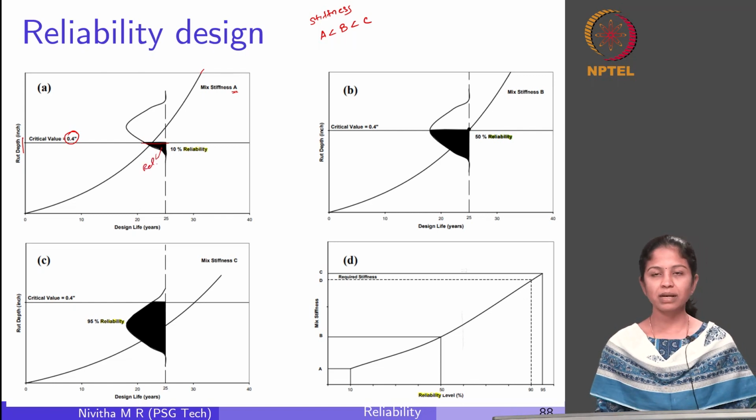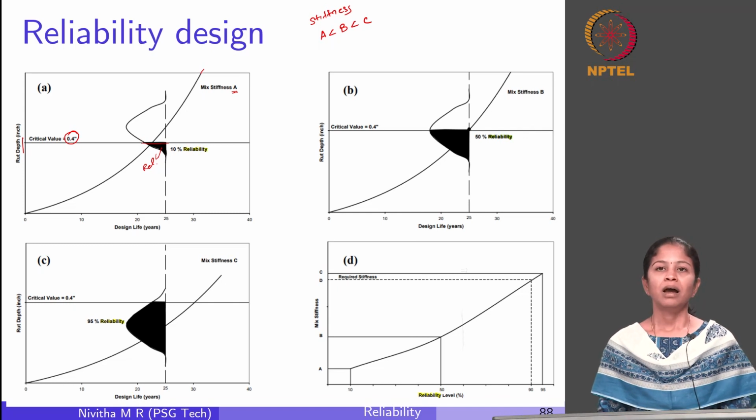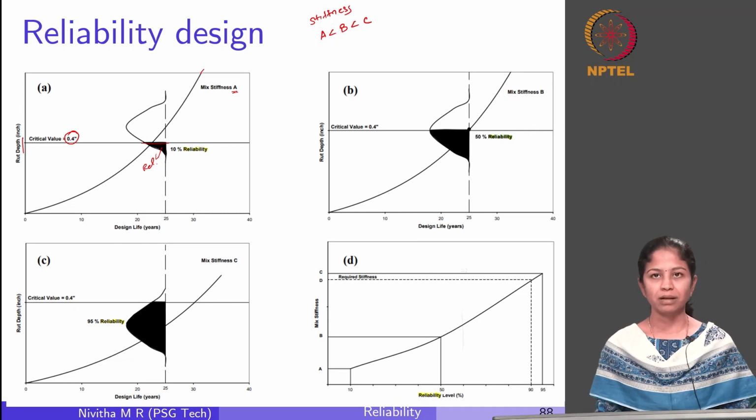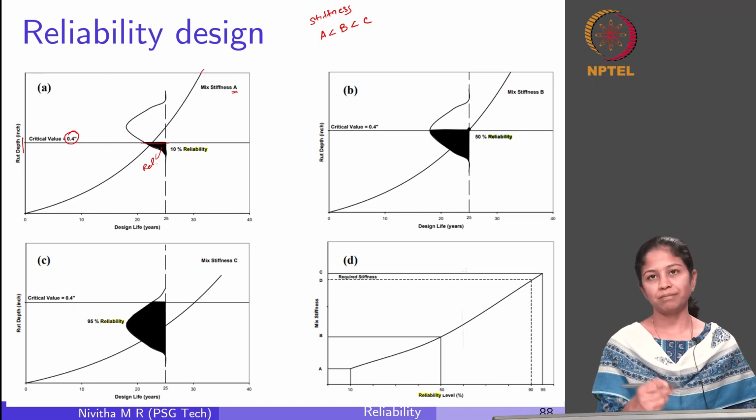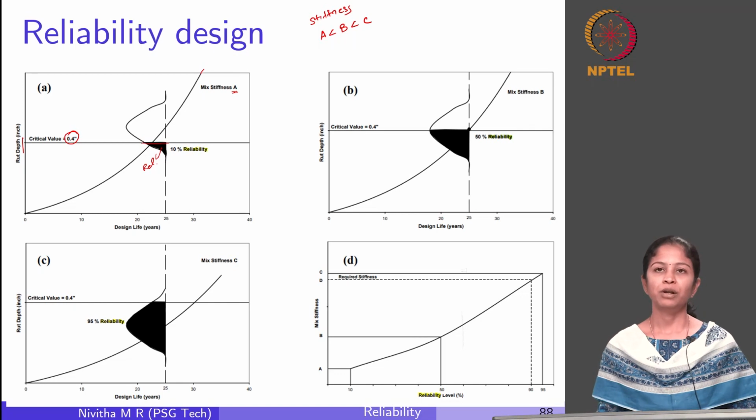So my reliability is only 10% if I use a mix stiffness A, which means 90% it is going to fail, right. The probability of failure is 90% if I use a mix of stiffness A. There is a 90% probability that it will reach the critical value in 25 years. So when we have a higher probability associated with that, then we should go for a stiffer mix.